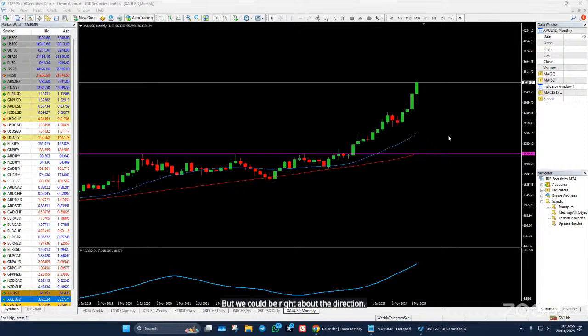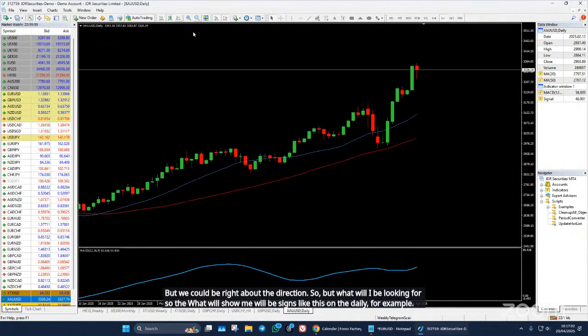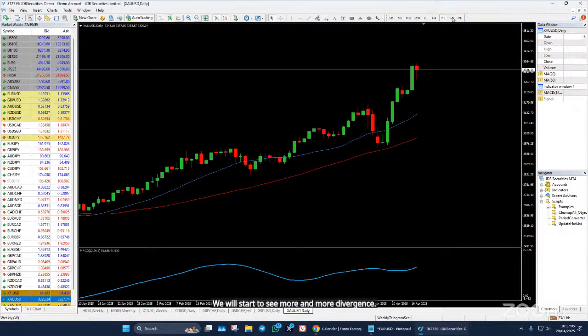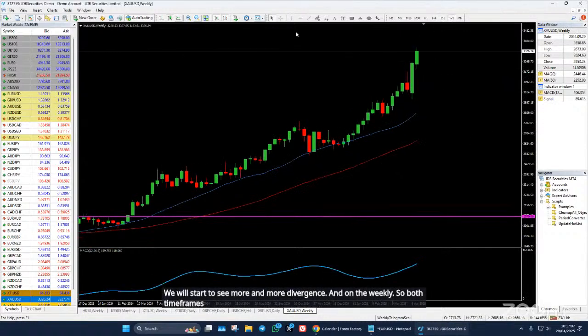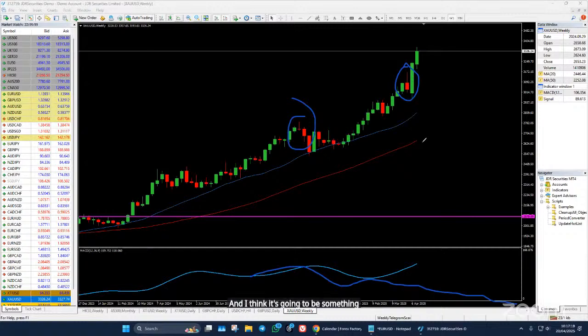But what will I be looking for? What will show me will be signs like this. On the daily, for example, we will start to see more and more divergence, and on the weekly. So both time frames will start to show more and more of that while the market starts to go up, and it will start producing more candles like this. I think it's going to take a few weeks, possibly even a few months. So you don't have to worry about it happening this week. It's going to take a while for it to run out of steam because it's in a bubble.